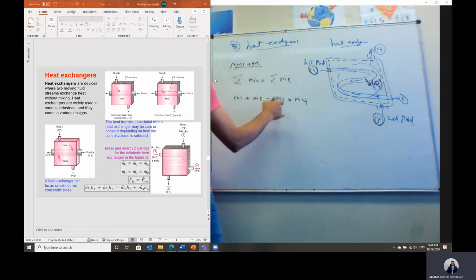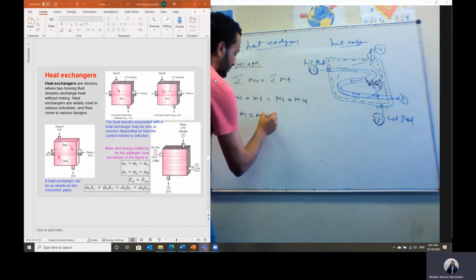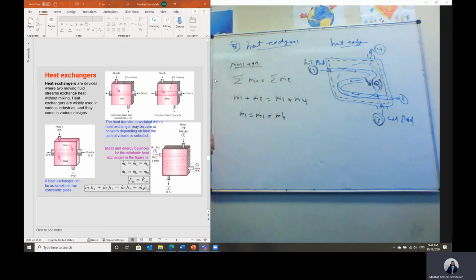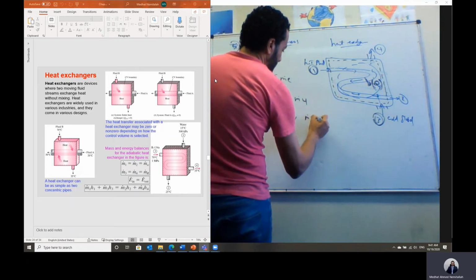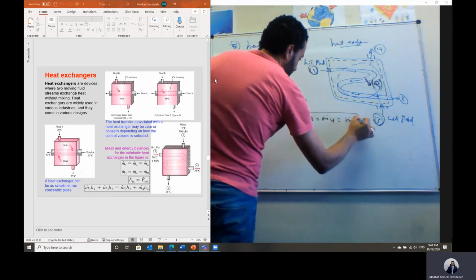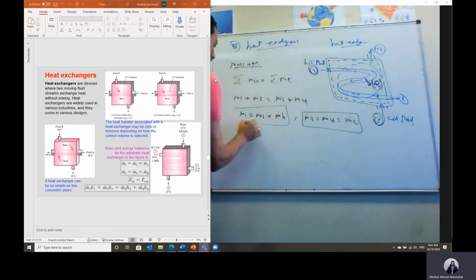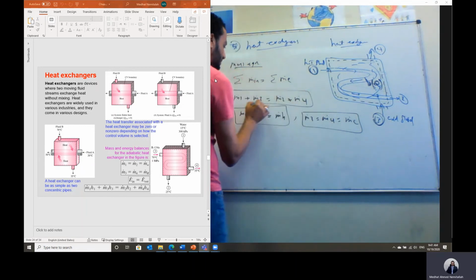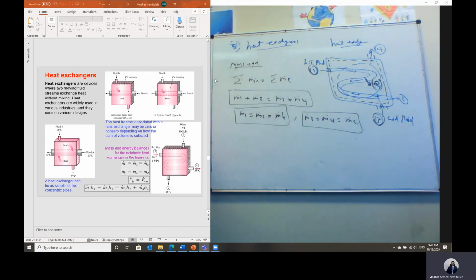So m dot 1 is the same as m dot 2, which we call m dot hot, the mass flow rate of the hot fluid. And we also have m dot 3 is the same as m dot 4. We call it m dot C, which is the mass flow rate of the cold fluid in this case. And this is the general equation: m dot 1 plus 3 equals m dot 2 plus 4.